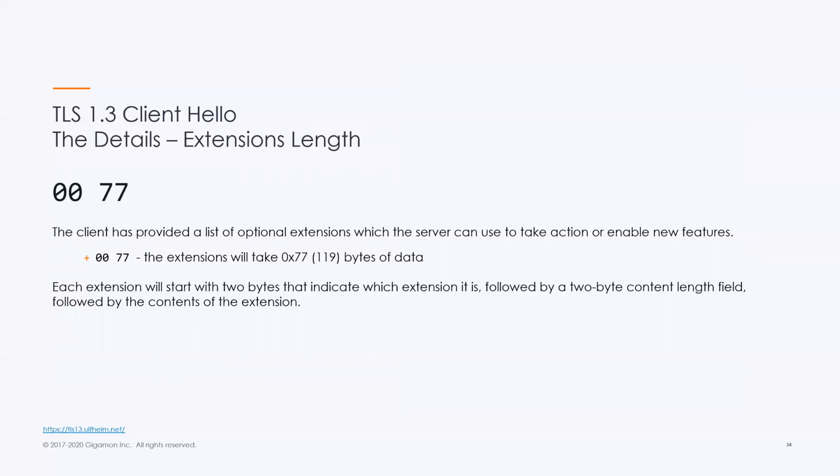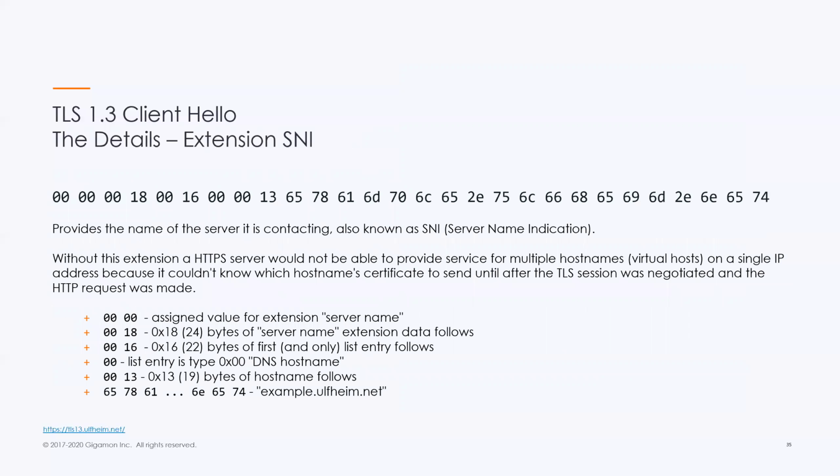And then there's an extensions list. So here's a list of optional extensions that the server can use. This is all still in the client hello. So here's 77 hex, which is 119 bytes of data with extensions. Each extension starts with 2 bytes. It indicates which extension it is. And then here's detail. Here's an SNI extension.